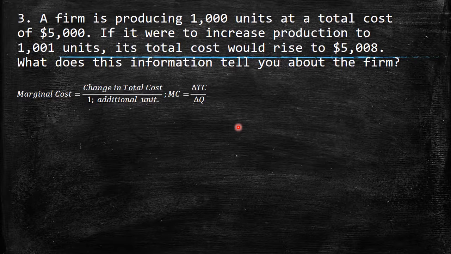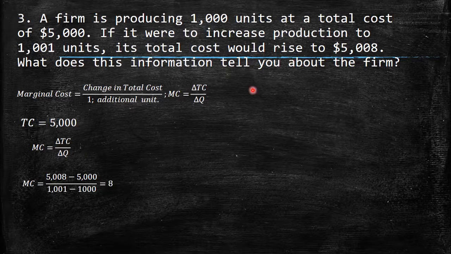So then remember, we can define the marginal cost as the change in total cost over 1 usually, because it's an additional unit. So here we can abbreviate it: marginal cost is equal to delta, this triangle called delta in the Greek alphabet, which represents the change in total cost over the change in quantities. So what information do we have here? We have the total cost, which is 5,000. Then we have the marginal cost concept.